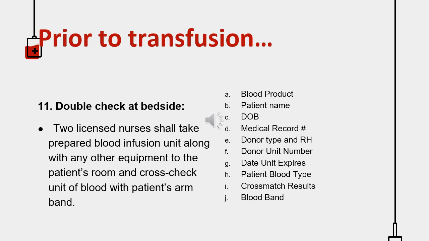At the bedside, 2 licensed nurses need to prepare the blood transfusion unit along with the other equipment and be able to double check it at the patient's bedside. Again, checking the blood product, patient name, patient date of birth, medical record number, donor unit and RH type, donor unit number, the date the unit expires, the patient blood type, cross-match result, and the blood band number.